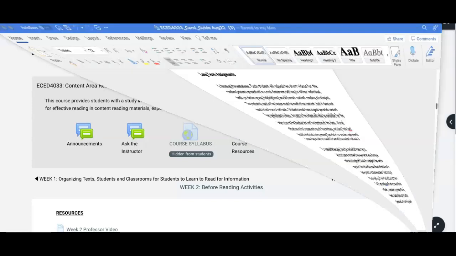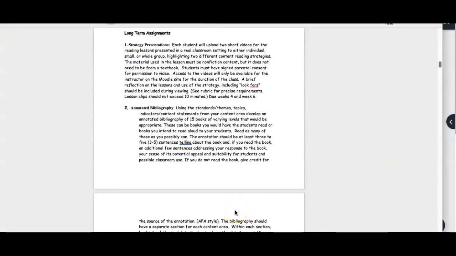I also would like to talk about the strategy presentations. There are 2 in this course, and you're going to upload 2 short videos for the reading lessons presented in a real classroom setting, either to an individual student, a small group, or a whole group. These presentations, you're going to do one in week 4 and one in week 6.